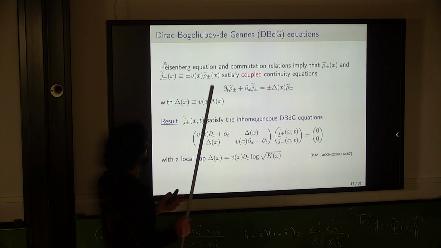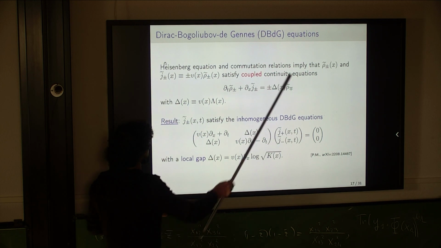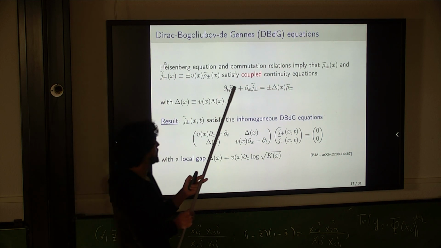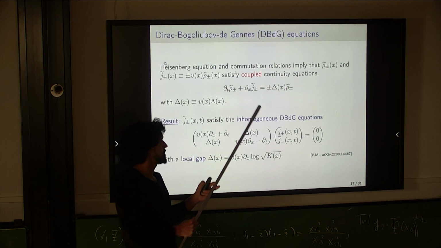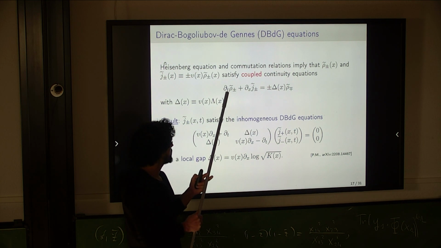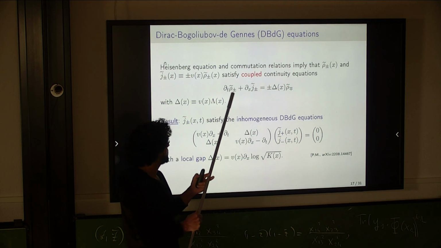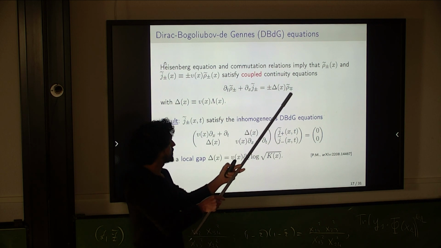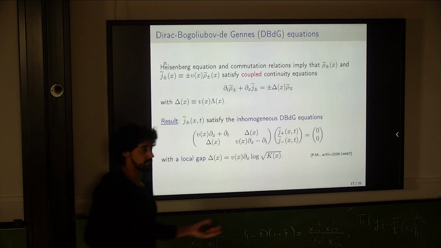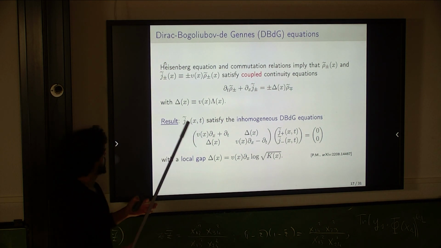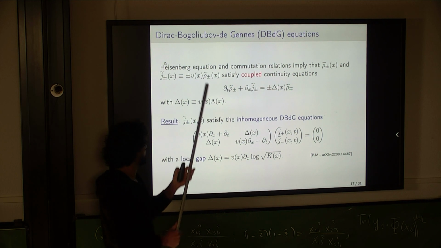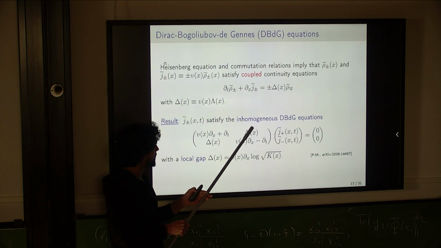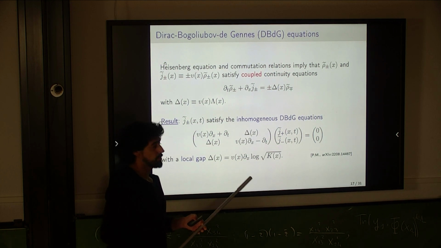So use the Heisenberg equation, you can introduce the current corresponding to rho plus minus, just multiplying by some factors, and then you show that they will satisfy two coupled continuity equations. So you will have the usual continuity equation, on the left-hand side, partial t rho plus partial x j plus. However, on the right-hand side, it will depend on the density rho minus and vice versa. And here I introduce this delta, I just multiply by v of x.